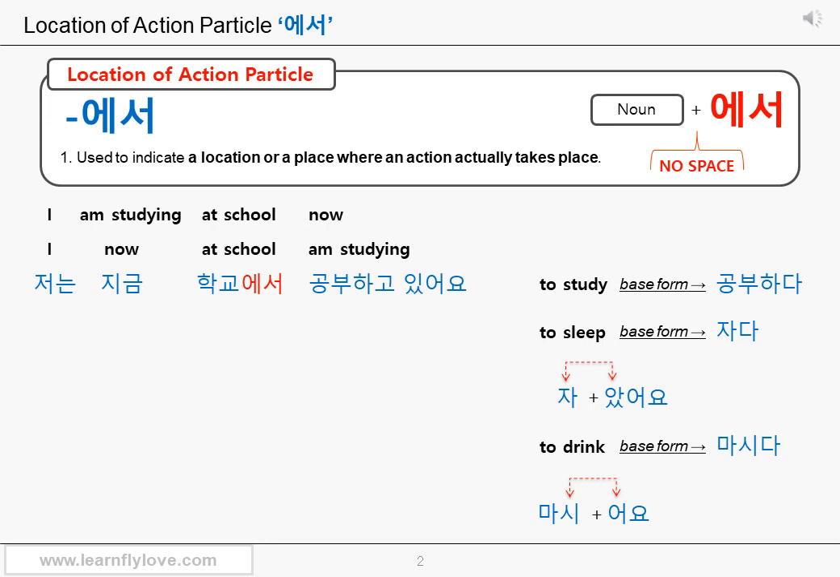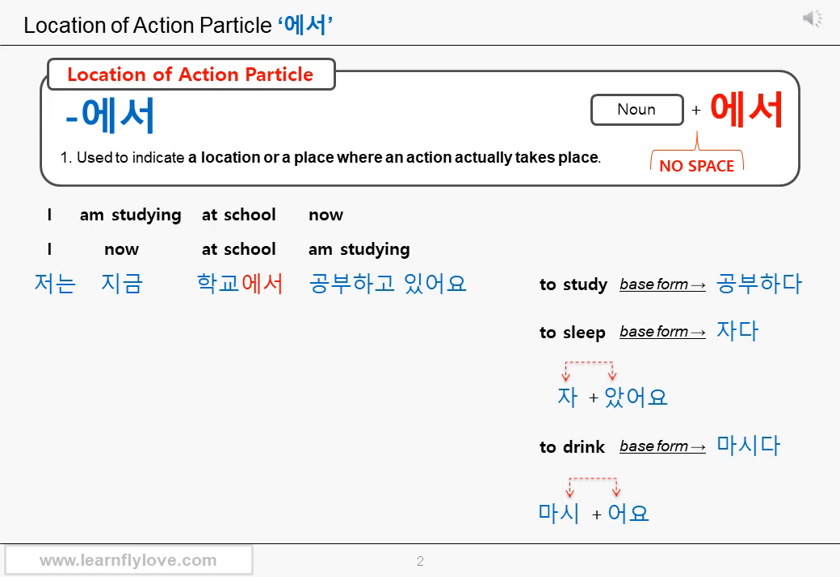The base form of the verb to study is 공부하다. The stem is 공부하, and you add 고 있어요. 공부하고 있어요. I, 저는, now, 지금, at school, 학교에서, am studying, 공부하고 있어요. 저는 지금 학교에서 공부하고 있어요.